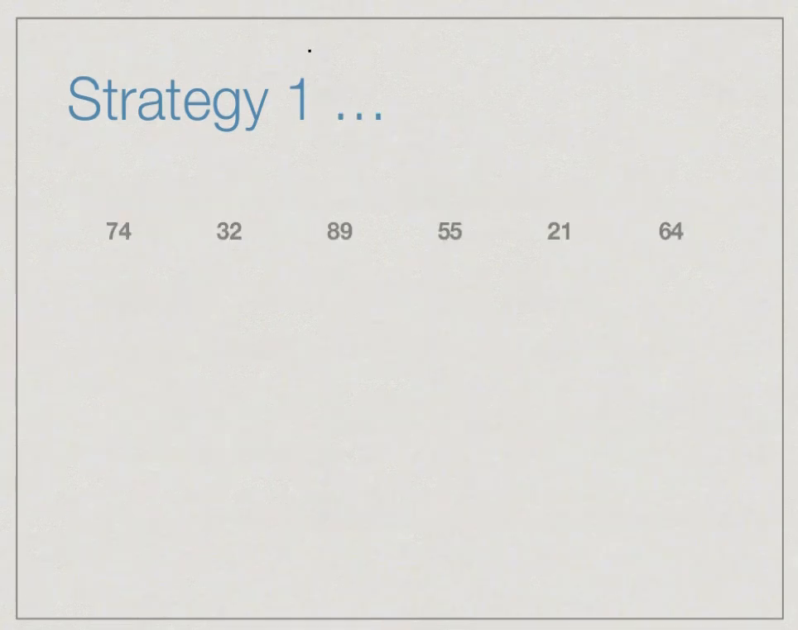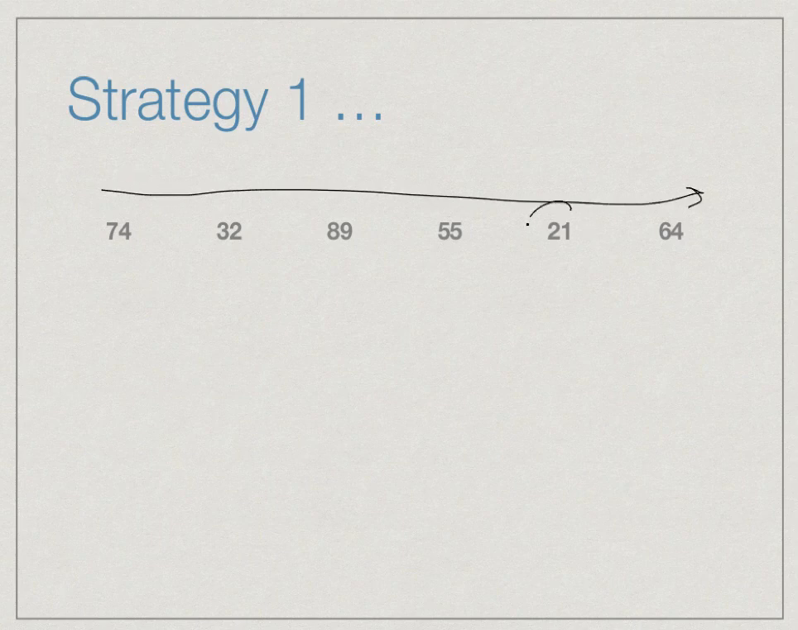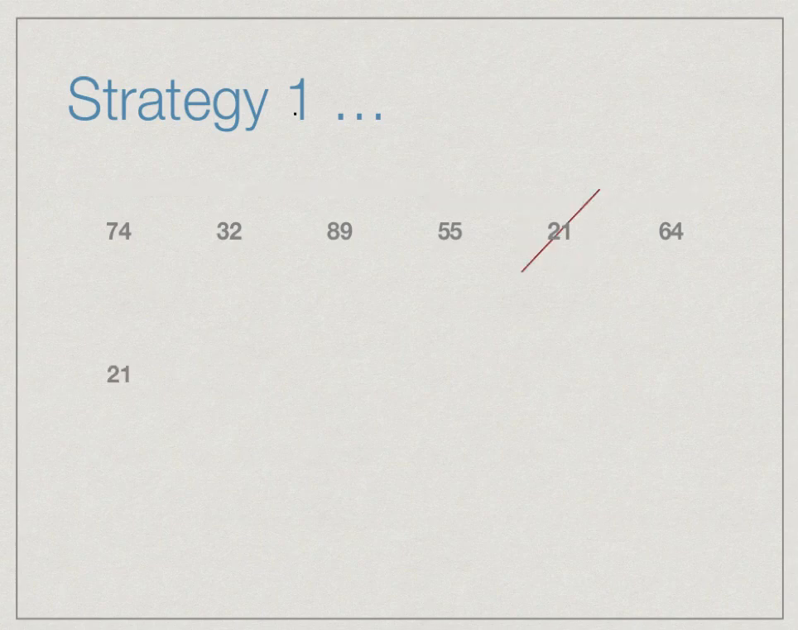So suppose these are our 6 papers. We have papers with marks 74, 32, 89, 55, 21, and 64. If we scan this list from left to right, we will find that 21 is the lowest mark. So our strategy says pick up the one with the lowest mark and move it to a new sequence or a new stack. So we do that.